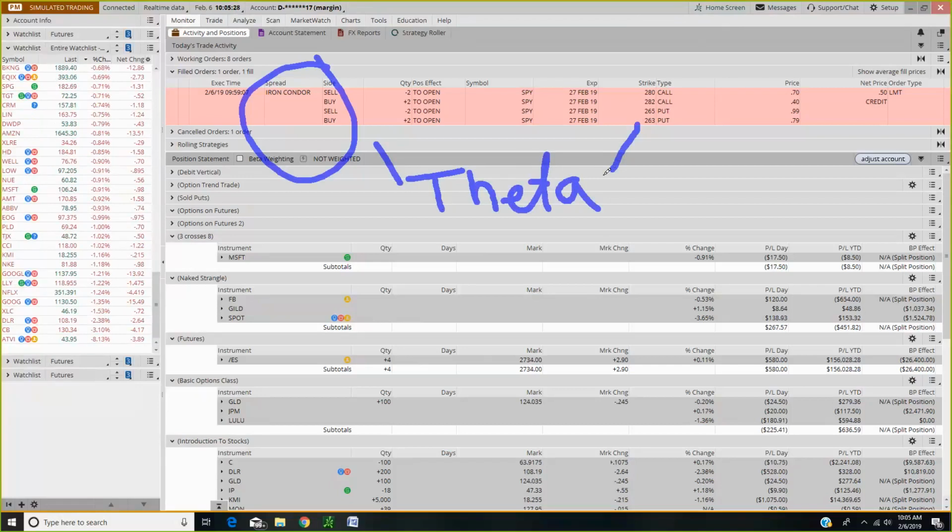Theta, for those of you that are new, is called time decay. Options have time decay, which means they bleed out. Go back to a lot of the videos in the option class, plus I have documentation. But yes, it's working for you.